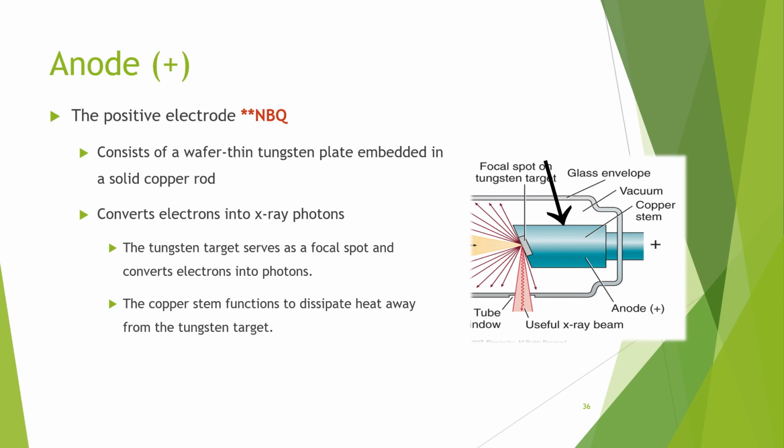Now, only 1%, and this will probably be on your quiz and your final and probably your boards, that 1% is what is actually directed outside of that window and out toward the patient. So of all of the X-ray photons that will be created in that split part of a second when the electrons hit that tungsten target, only 1% of them will actually continue on toward the patient.